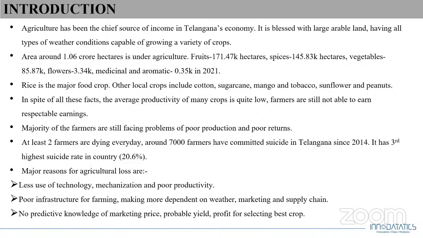Although we can grow many crops, farmers are not able to get more profit due to many reasons like poor production, poor returns, and there will be many more reasons for that. As we all know, many farmers are committing suicide and they're not able to get the profit which they were expecting, and it is becoming a major issue. So let me tell you some of the reasons why there will be agricultural loss. First will be less use of technology, mechanization, and poor productivity.